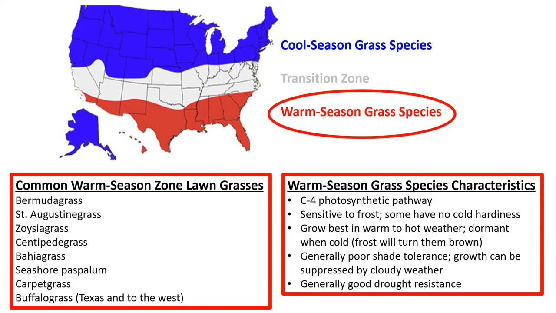Then we have the warm season zone, and this is where the cool season grasses tend not to do well. So we see all warm season grasses, the ones that we call the C4 grasses. So it's a different photosynthetic pathway. These grasses, though, tend to be very frost sensitive, and some of them may only tolerate temperatures, prolonged temperatures, maybe 24 hours down to 30 degrees or 28 degrees, and then they'll be killed.